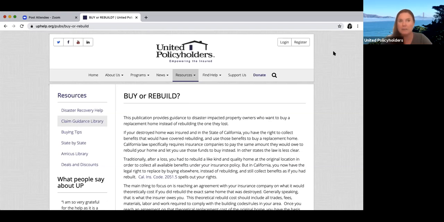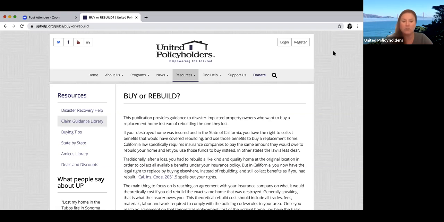So it would be released in escrow. They're not going to give that code upgrade coverage and that withheld depreciation. They're not going to pay it until it's spent. So you'd either be building and using it to build, or you'd be in escrow.